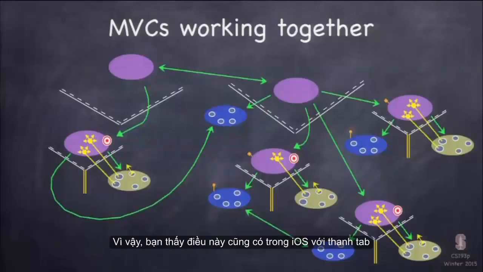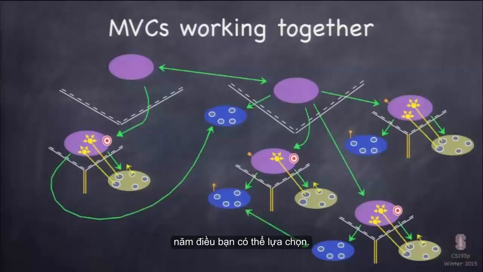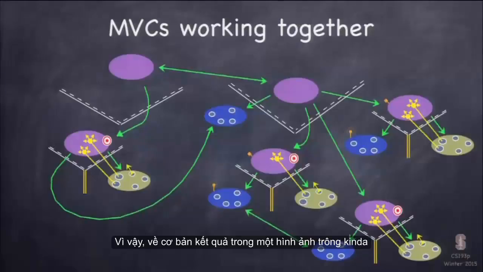Okay? So you see this also in iOS with tab bar controllers, right? You have the tab bar at the bottom that might have 4 or 5 things you can choose. Well, there's some MVC at the top that has 4 pointers to 4 minions, which are the 4 MVCs that are each going to appear in a tab bar. And we'll be doing that, for example, in assignment number 2 or 3, where we'll be making a tab bar, and you're going to have to do multiple MVCs. Okay? So that basically results in a picture that looks kind of like this. All right?